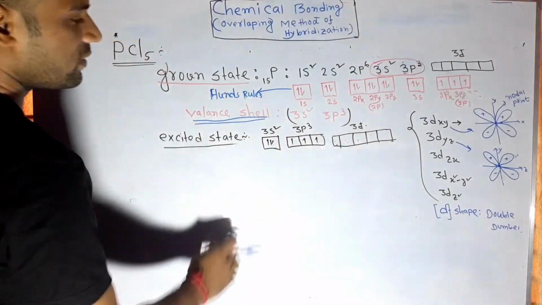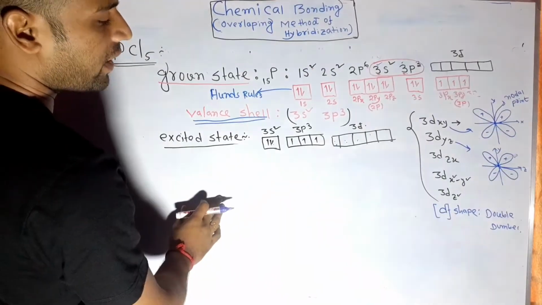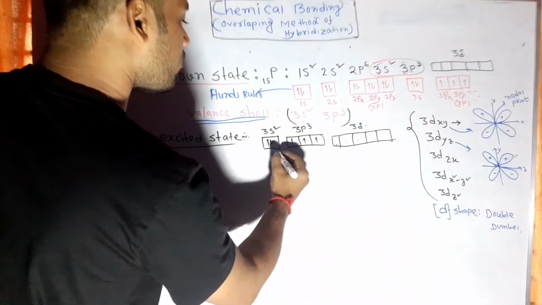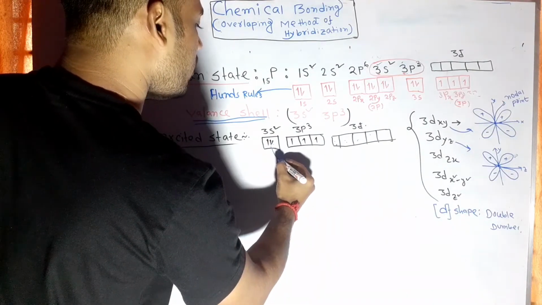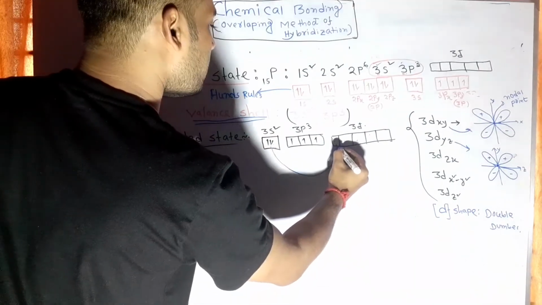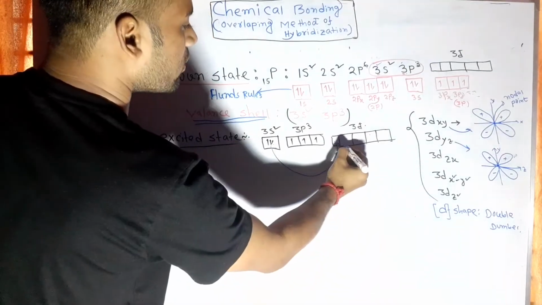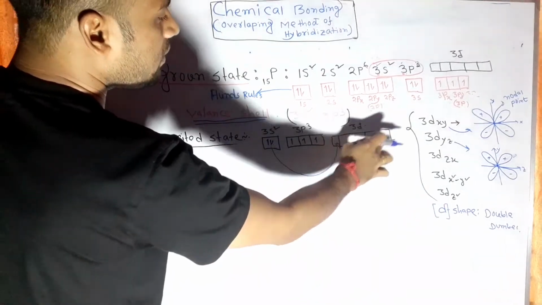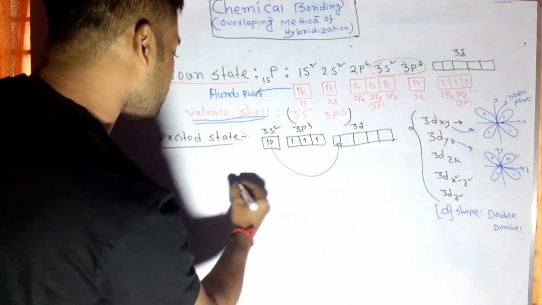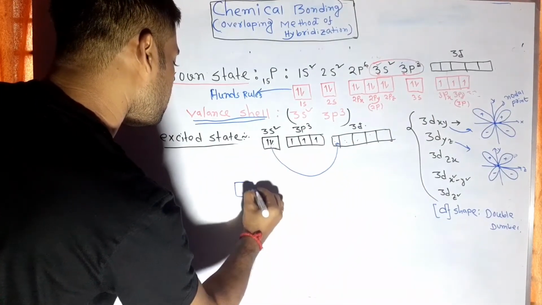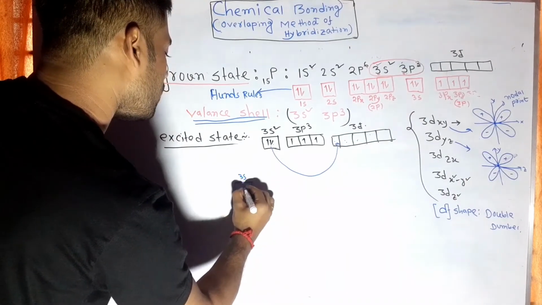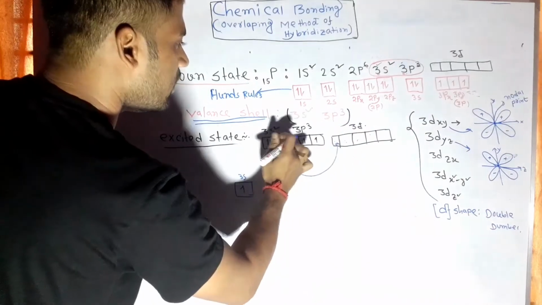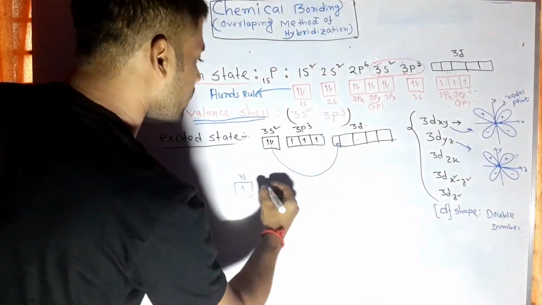the paired electron breaks down into unpaired electrons. That means one paired electron breaks into unpaired electrons. The unpaired electron can be placed in the vacant 3d orbital. So the final configuration: one electron jumps from 3s to 3d due to the vacant 3d orbital.